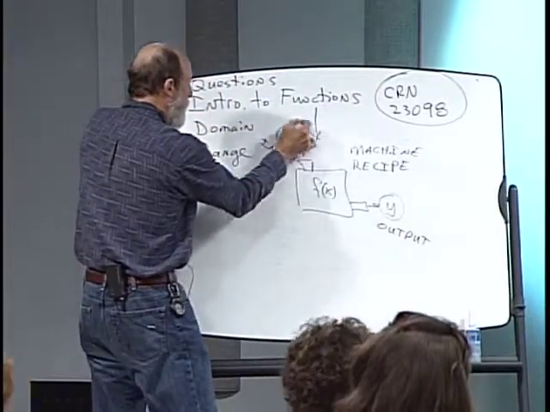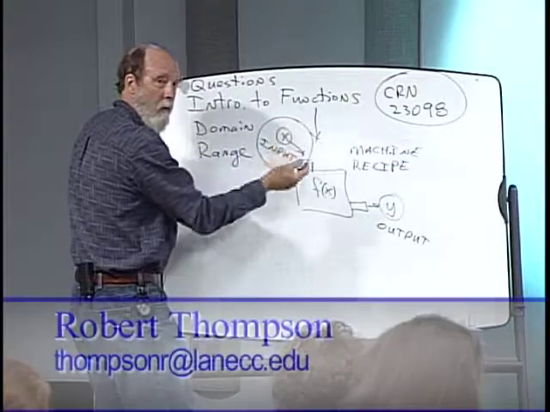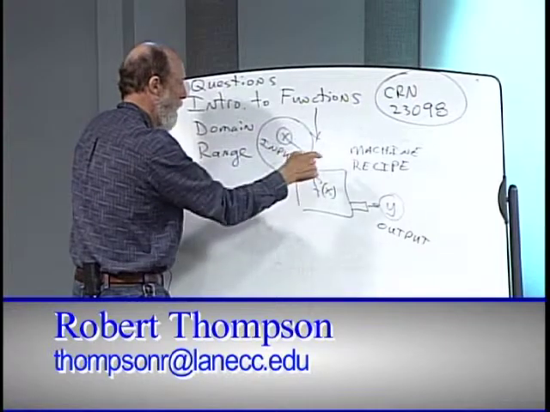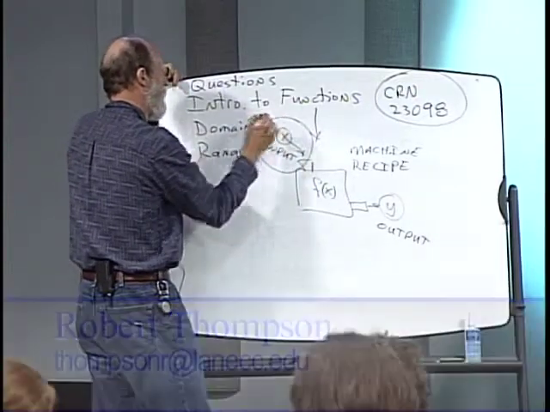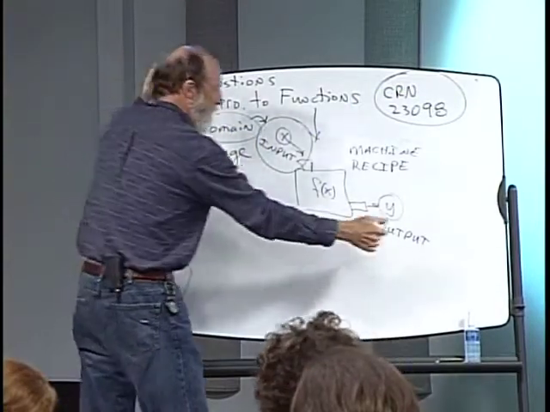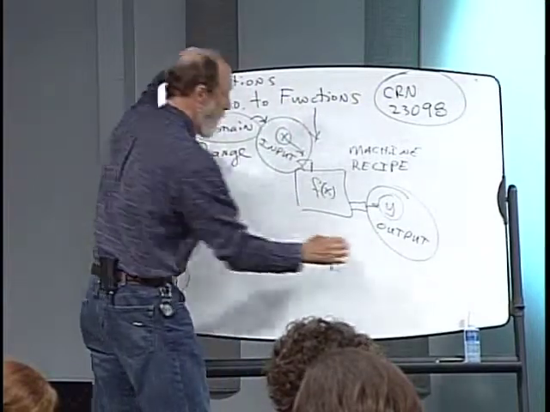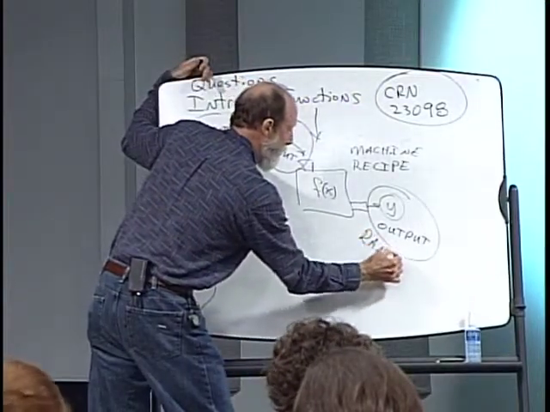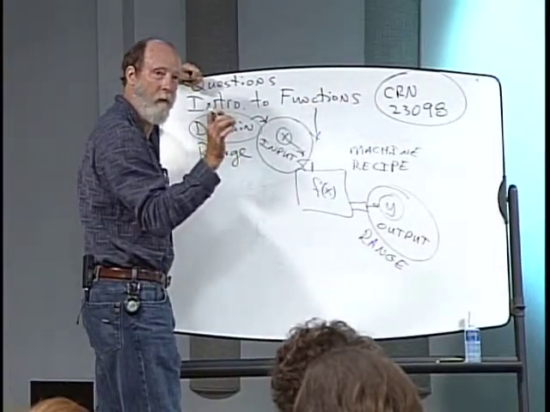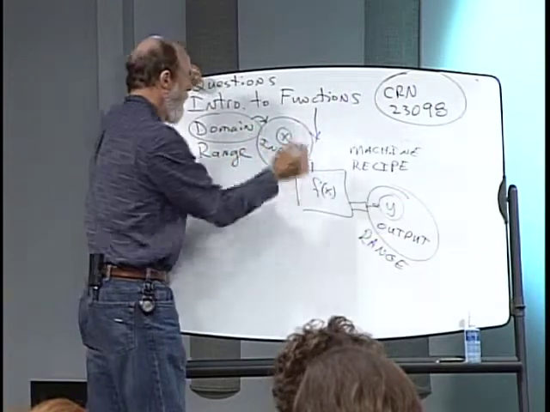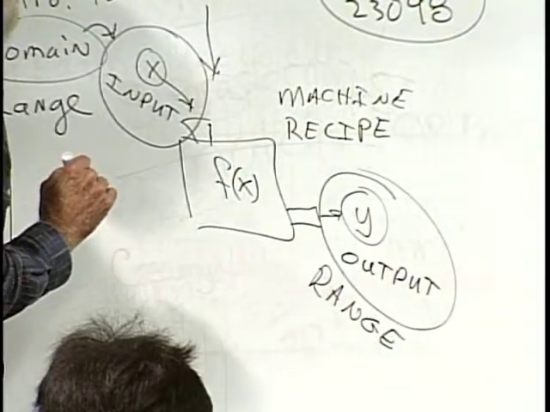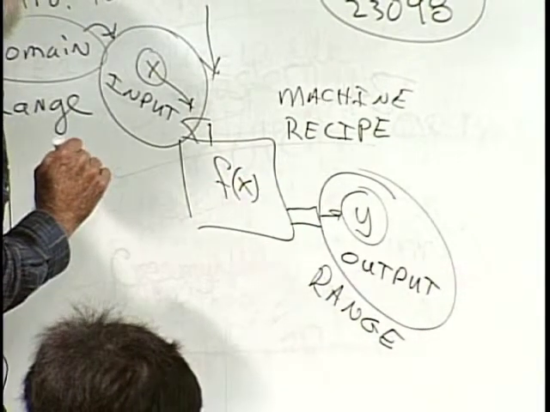The family of all the stuff that could go in, that would be okay to put into this recipe, all the possible family of inputs, is called the domain. The family of all the stuff coming out of the process is called the range. Notice all of those combinations of letters and words are in alphabetical order. X, Y, I, O, D, R. D, R. Okay.